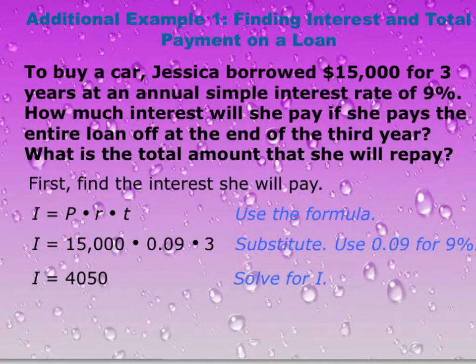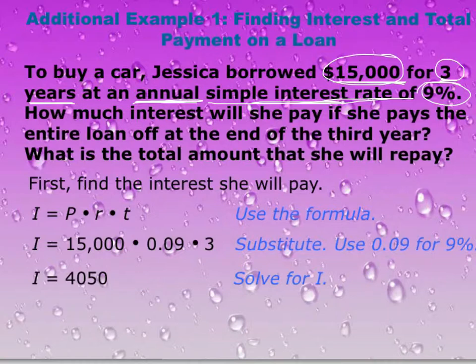Let's begin by reading the example. To buy a car, Jessica borrowed $15,000. So this is an example where you're borrowing money. She borrowed $15,000 and she did this for 3 years. 3 years at an annual, which means each year, annual simple interest rate. And the simple interest rate is 9%. So I'm going to circle that, and that 3, because those numbers are very important.